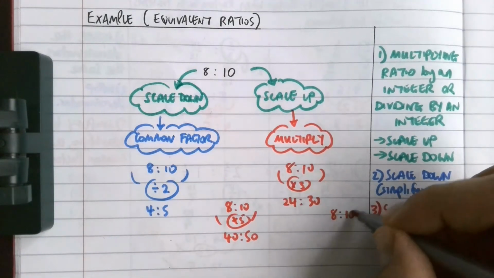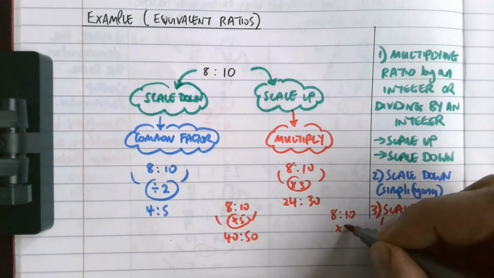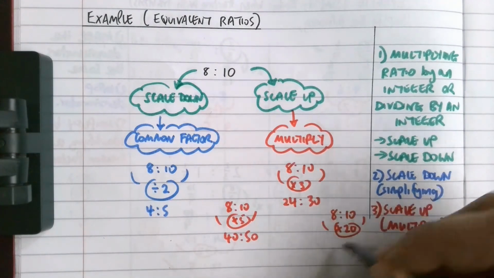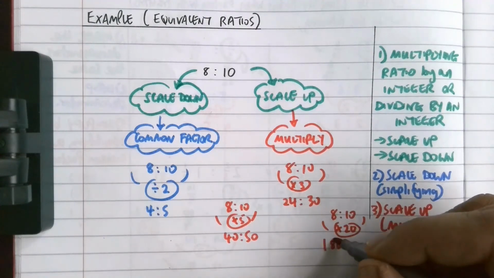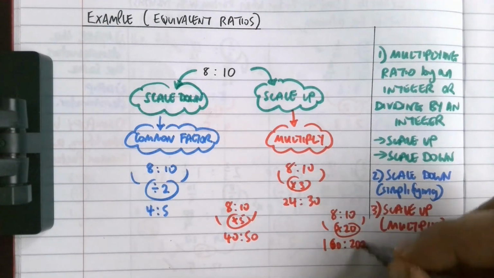Over 8 to 10, we can scale it up by multiplying both parts by 20. And we end up with 160 to 200. Right? So that's an equivalent ratio.